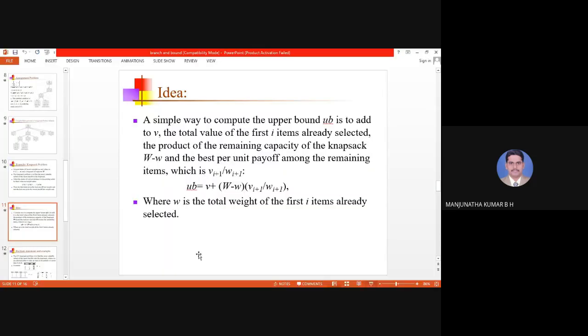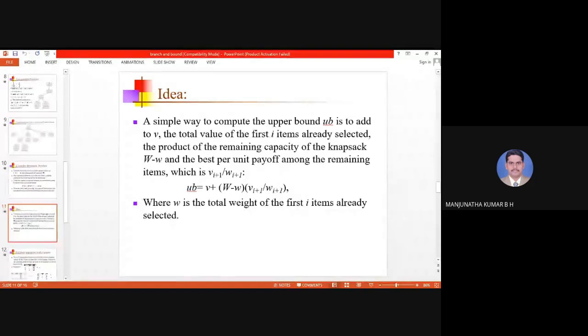Now let me stop the presentation. If you have any doubts, now you can ask. It is open for discussion now. Yes, my presentation is clear. If you have any doubts, you can ask. Any doubts in solving the knapsack problem using the branch and bound technique?